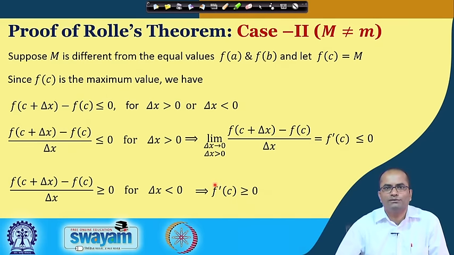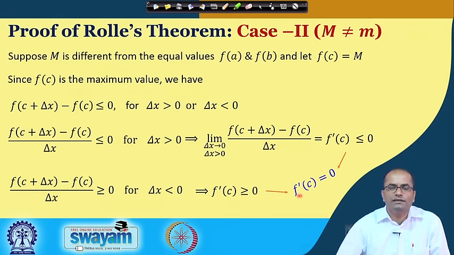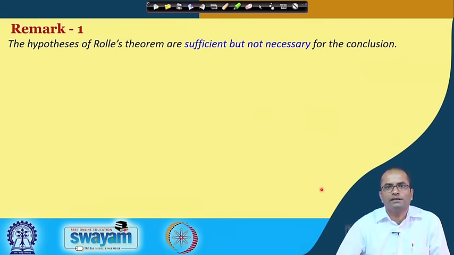So, in this case we got f prime c greater than equal to 0, whereas there we have f prime c less than equal to 0. So, out of these two, we conclude that f prime c has to be 0, because it cannot be less than equal to 0 and greater than equal to 0 at the same time. So, the only possibility is that f prime c has to be 0. So, in this way we have proved that there is a point c in the open interval, where the derivative vanishes.